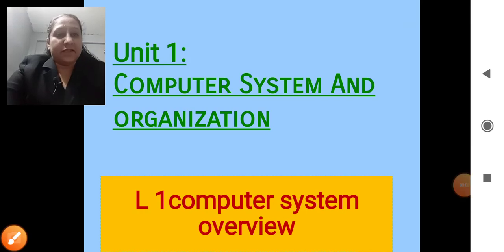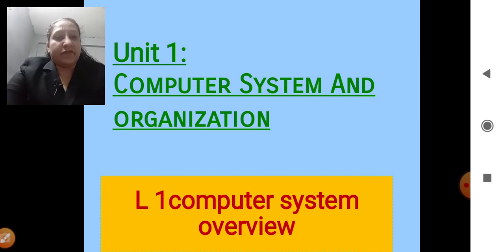Hello friends, today we are going to start the first chapter of our CS subject, that is Computer Science Standard 11th. The name of the chapter is Computer Science Overview. This will give you a brief introduction about your computer system.